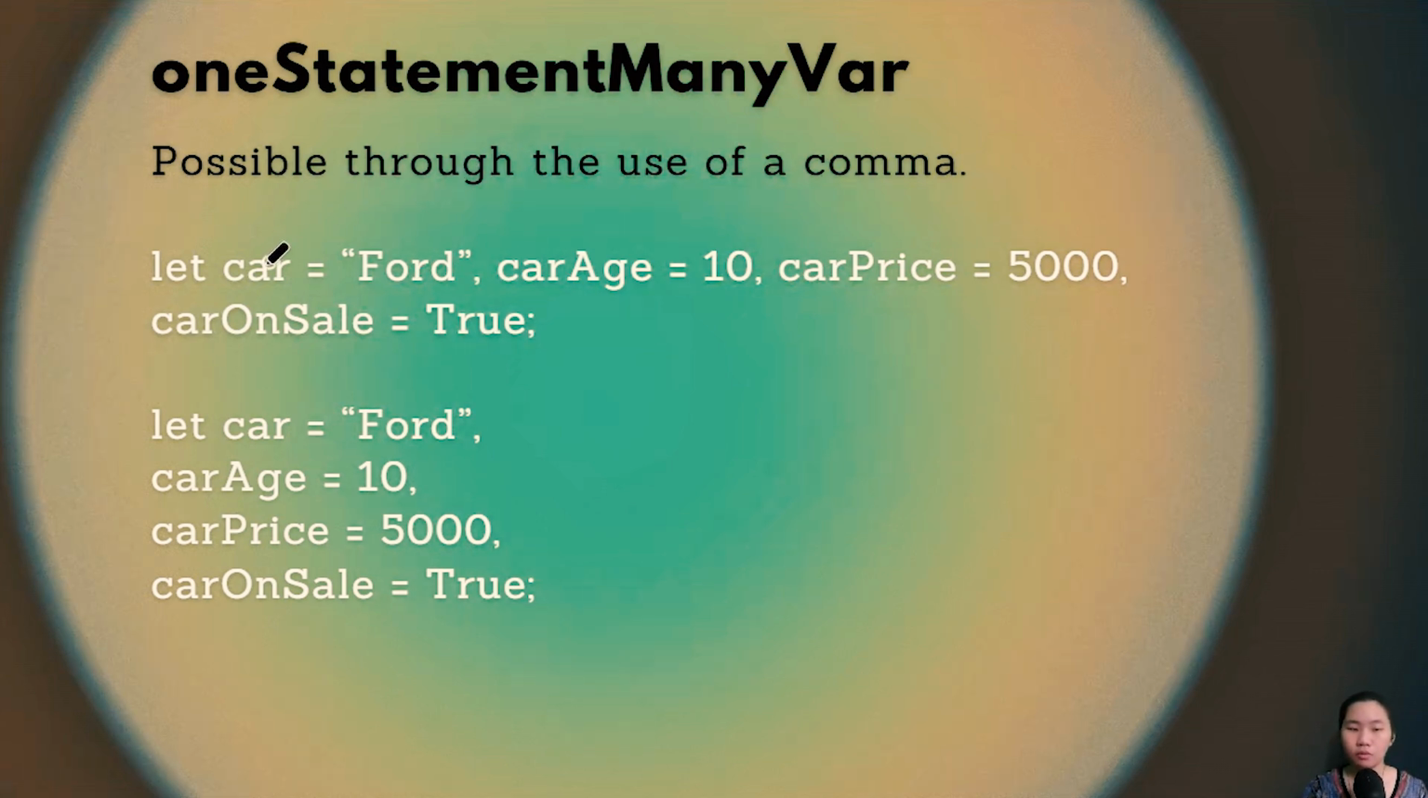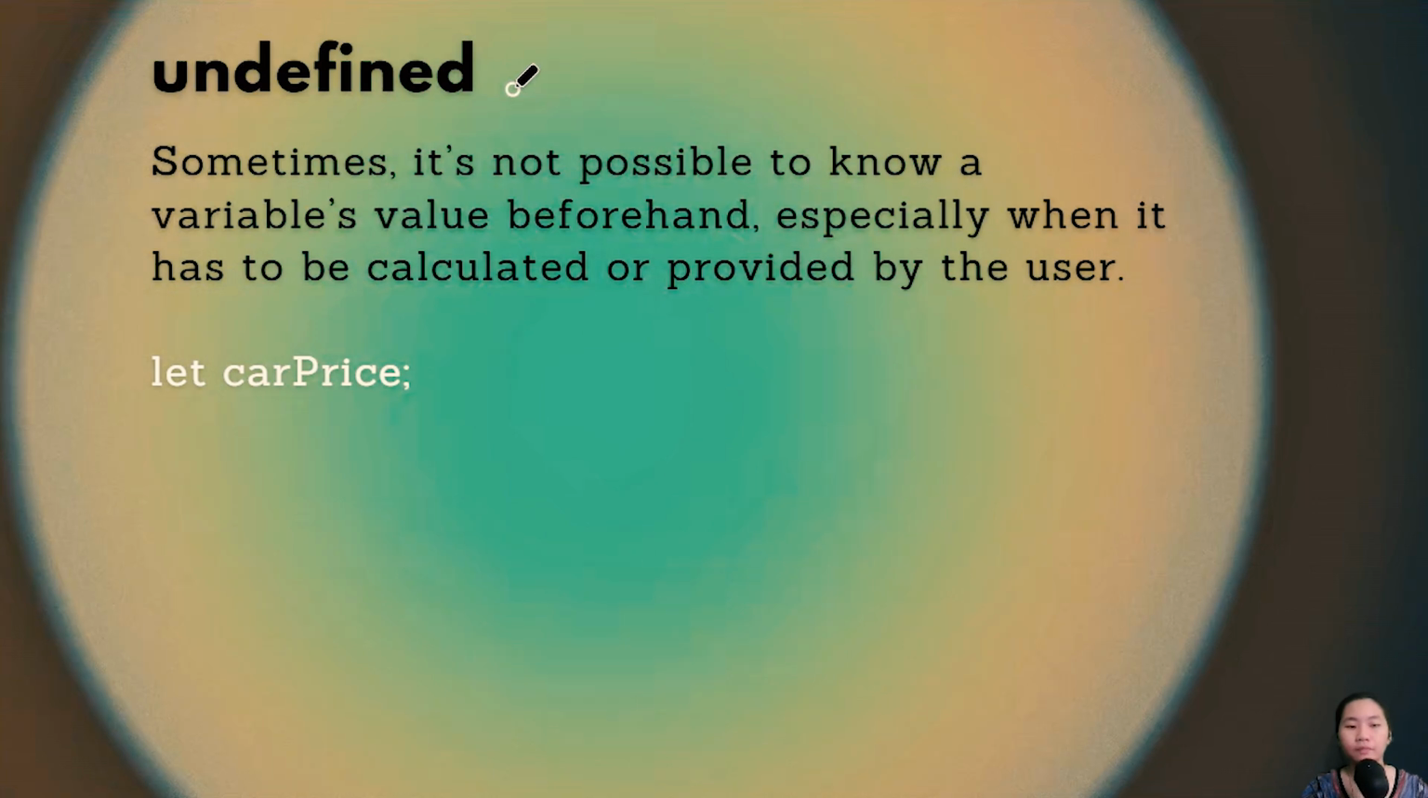So, we have car age, car price, car on sale, and these are all on one line separated by a comma, and end, remember, end by a semicolon. And it doesn't have to be on one line. You can just simply put them on each new line as long as you remember the comma and to end with a semicolon.